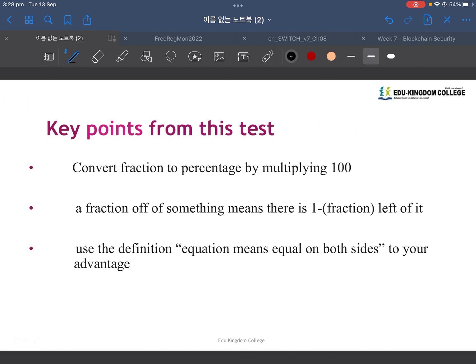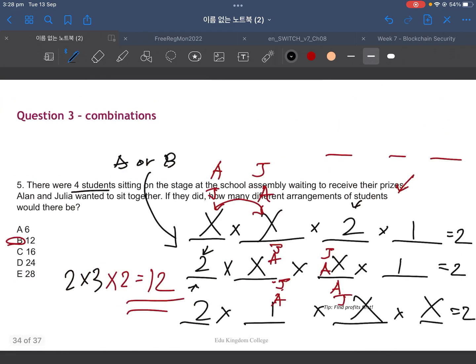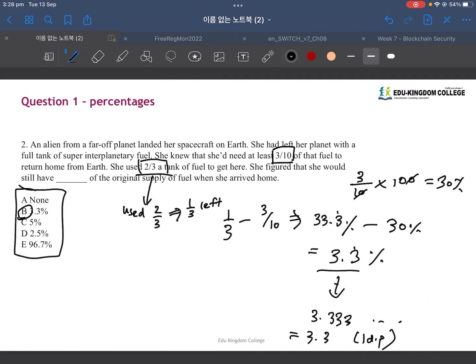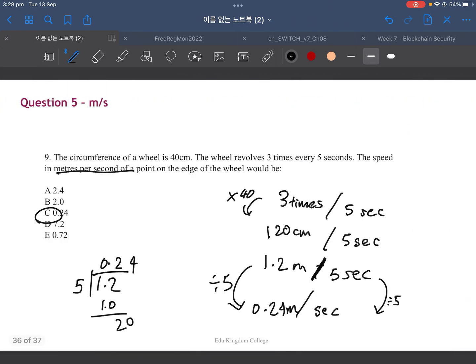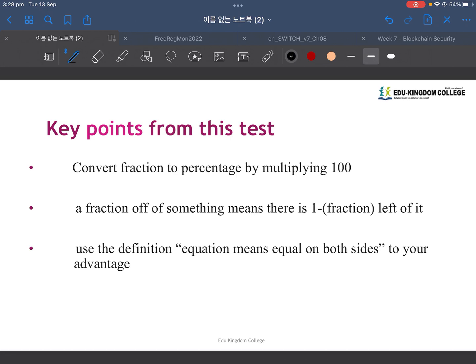Right, key points from this test, guys. Point number 1, convert fraction to percentage by multiplying by 100. Where do I get this? From this question, the first question we did. Remember how I converted 3 out of 10 to percentage by multiplying by 100? A fraction can only be converted to percentage by multiplying by 100.